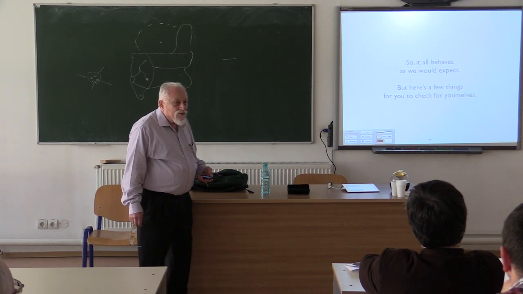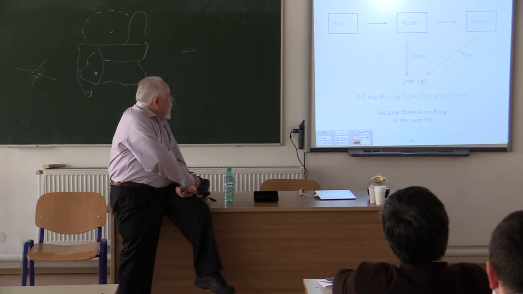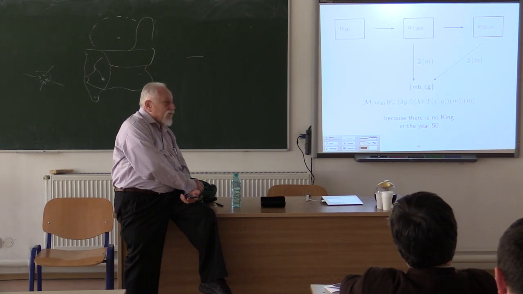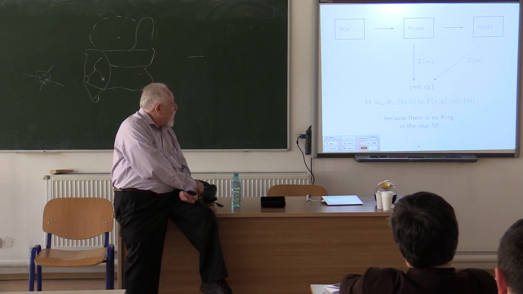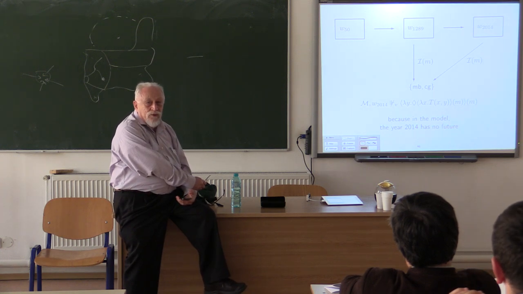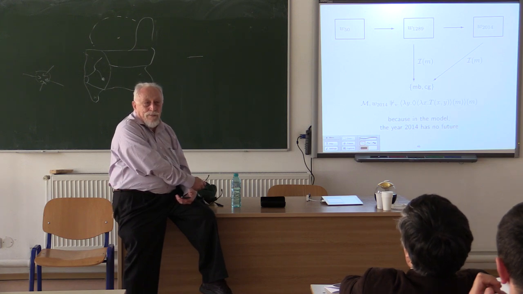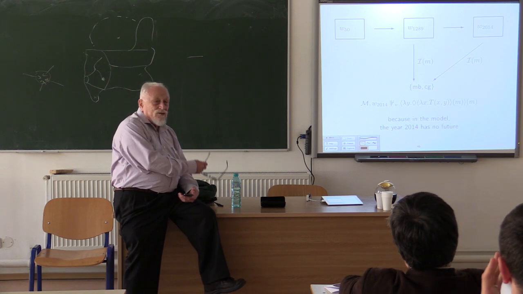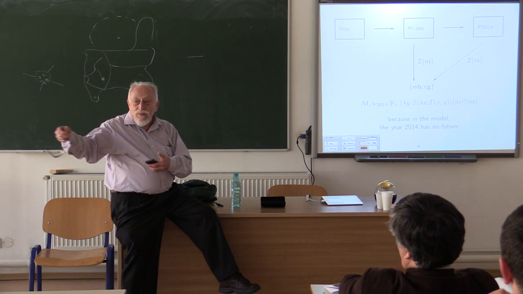There are a few things to try checking. This formula does not hold in the year 50, because there's no king. It also doesn't hold in the year 2014, because there's no future. This model only had three years in it. So in that sense, it's not an adequate model. It illustrates something, but I really should have something there for each year.